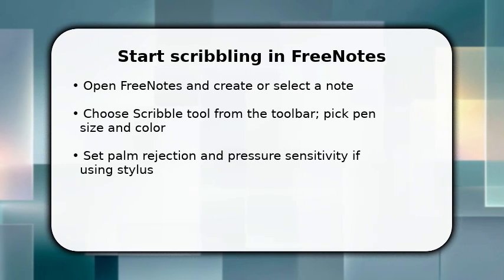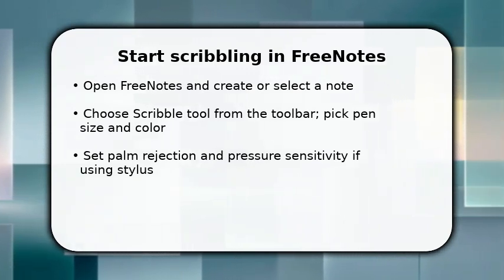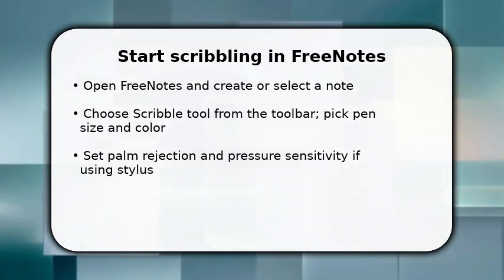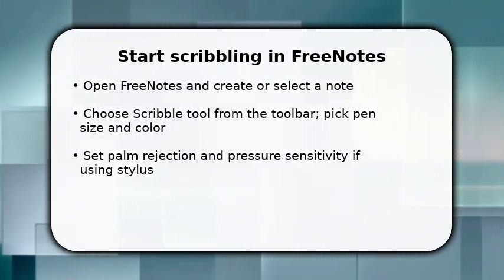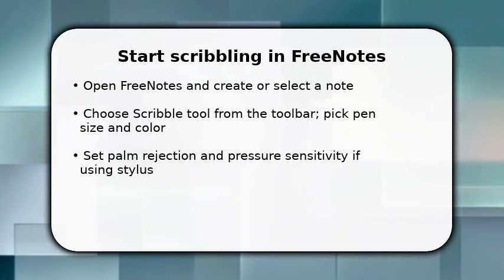You begin by opening Freenotes and picking the note where you want to scribble. This is where context matters. Once the note is ready, tap the Scribble tool and select a pen size and color so strokes are visible.